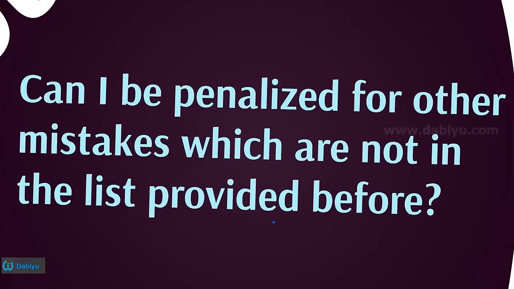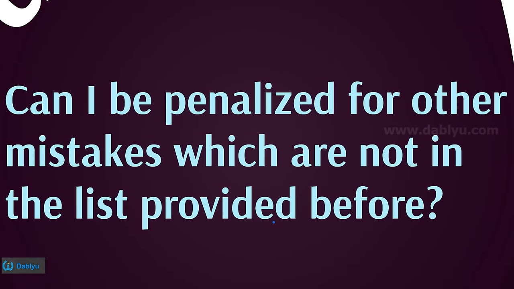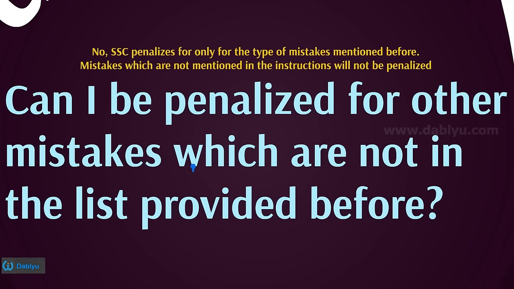The next question: can I be penalized for other mistakes which are not in the list provided before? In the last lecture we saw different kinds of errors. So can you be penalized for other mistakes which are not in the list? No, you can't be penalized for any mistakes other than those mentioned by SSC. SSC can obviously mention more and then penalize, but so far, if it doesn't mention them, only these mistakes will be considered errors.